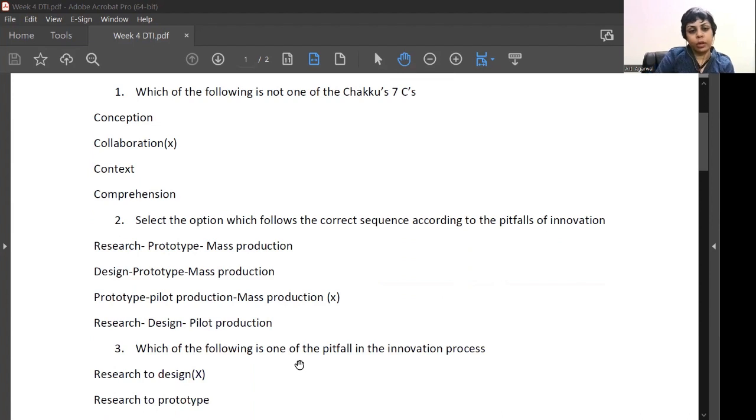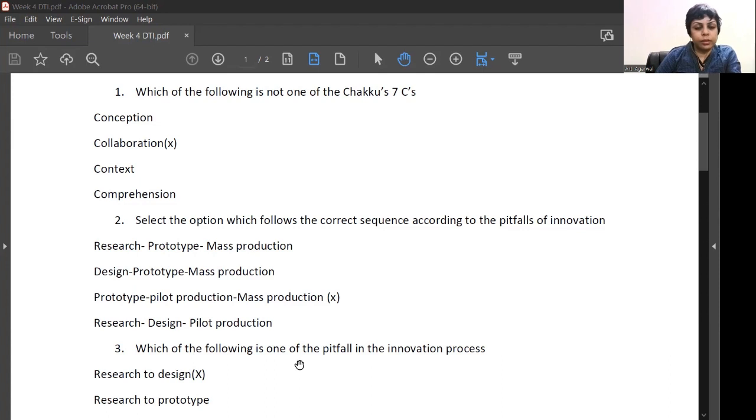Then the next question is, select the option which follows the correct sequence according to the pitfalls of innovation. If you remember, he talks about all the different valleys of death for a product when we're trying to take it to market, and when you're trying to get success in innovation in a product. He talks about different stages of product innovation and the pitfalls associated with each step.